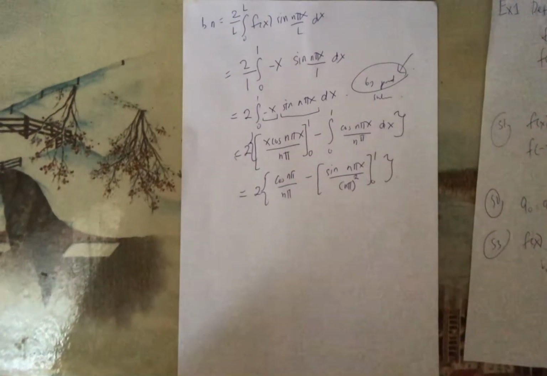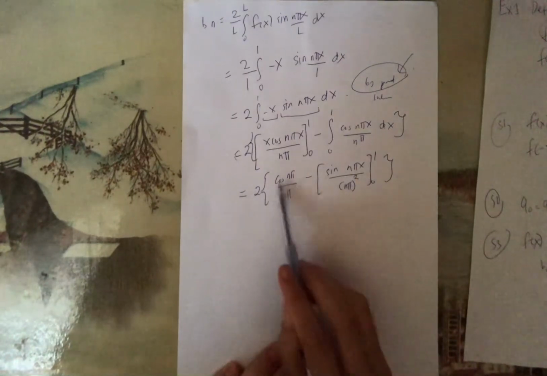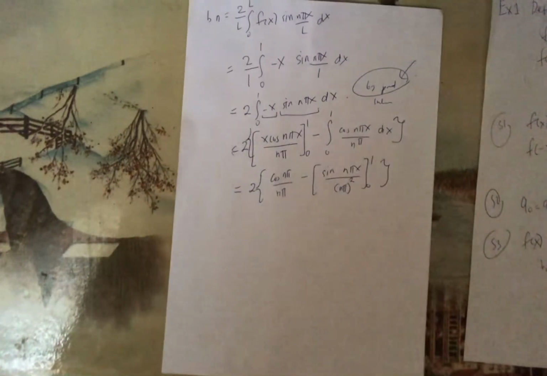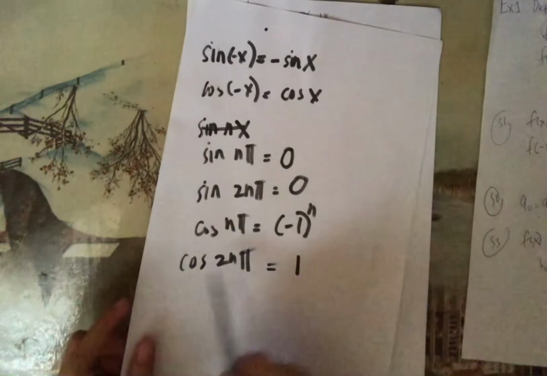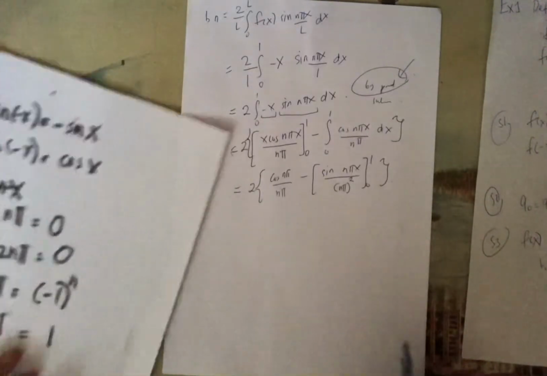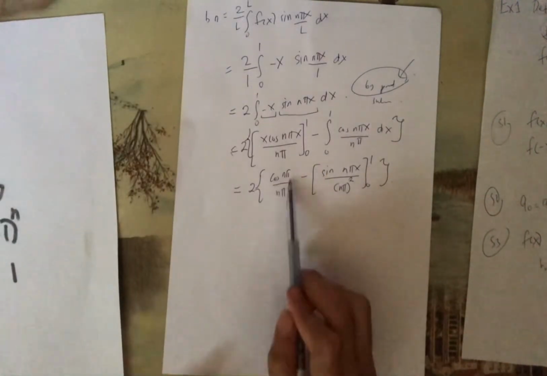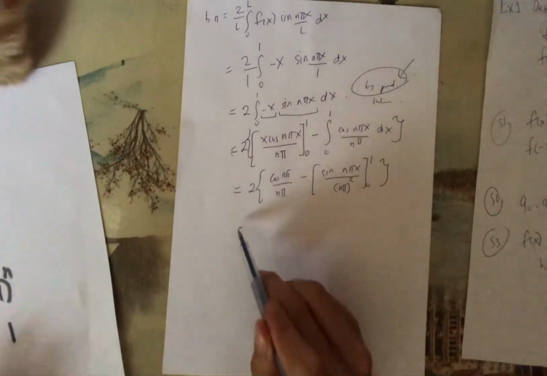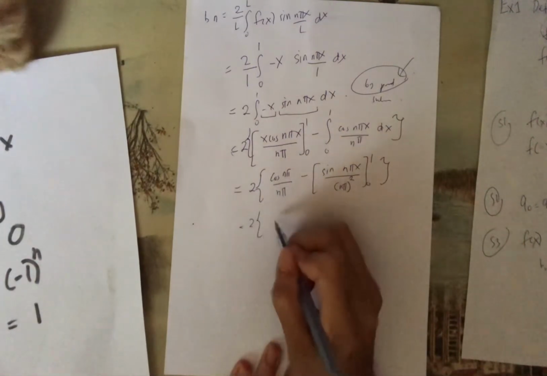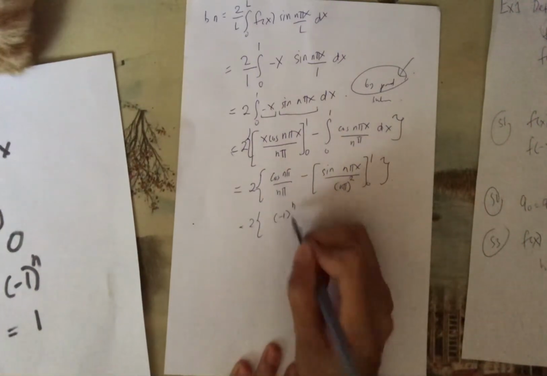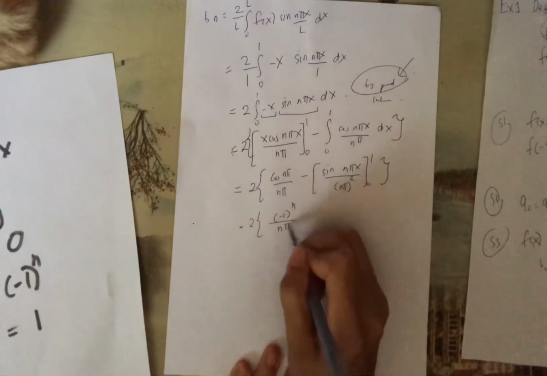Okay, now class, so see carefully. Cos n pi, I already showed you just now in the previous video. I will show you some helpful identities that you should remember. Okay, you should remember, something like this, cos n pi. Okay, cos n pi we will replace with this. So cos n pi is equal to negative 1 to the power of n. So n pi remains n pi.